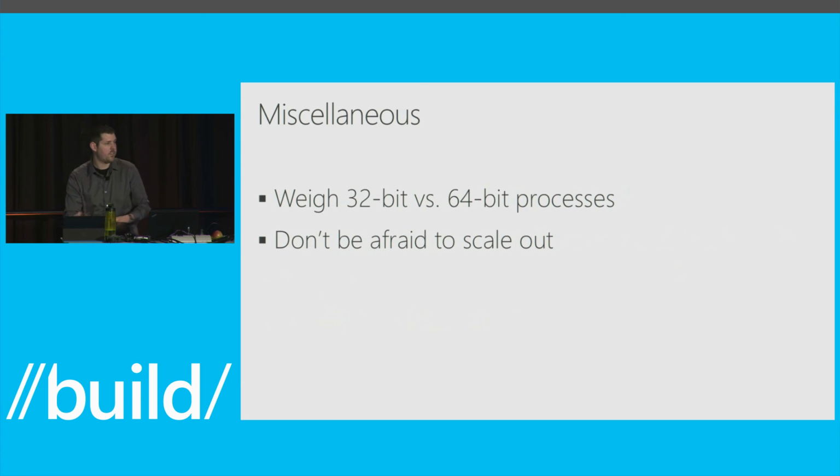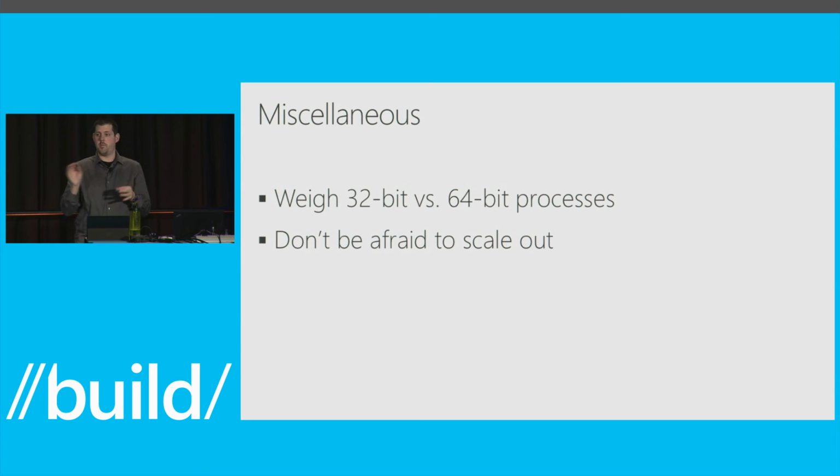Finally, this is the last actual slide, I promise. Weigh 32 versus 64-bit processes. What I mean by that is in 64-bit processes, pointer size is twice as large, right? A new object is effectively twice as large. Now, if you have things like deeply connected object graphs in a 64-bit process, that will consume twice-ish as much memory as in a 32-bit process.